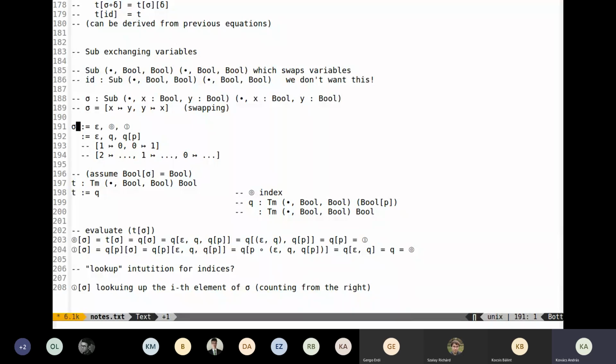So if we go back to the definition of the swapping substitution, this is a list which has 0 in this place and 1 in this place. But when we just perform the substitution, no matter what index we put here, we just perform a lookup operation. So if we look up the 0th element of this list, then we get 1. And if we look up the first element, counting from the right, then we get 0. So that's why it's the swapping substitution. Any questions about this example?